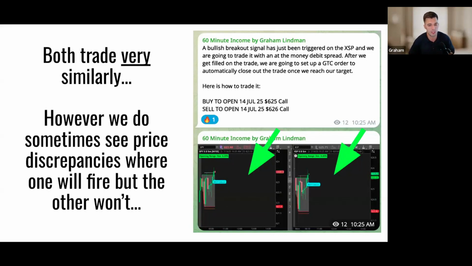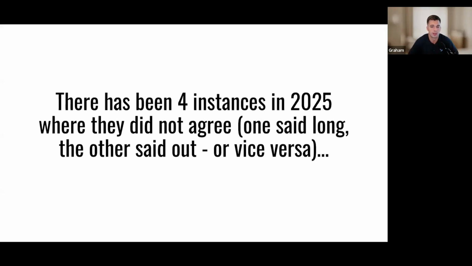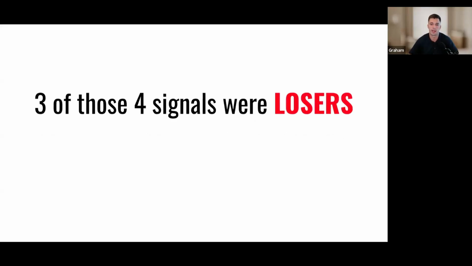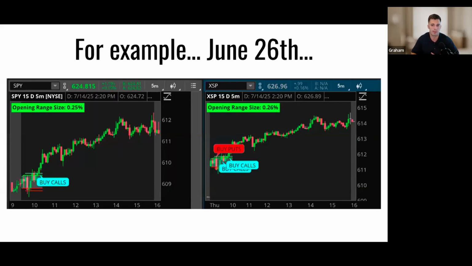And we do sometimes see some very small price discrepancies where one will fire an entry signal, but the other won't. So before ever placing a trade, we want to see both of these agree. Now, there have been 4 instances in 2025 where they did not agree. Actually, I think there's 5 now, and it would have been a loser. So there's been 4 instances that I know of where they did not agree, AKA one said buy calls and the other one didn't say anything, or one said buy puts and the other didn't say anything. 3 of those signals were losers. That's why I prefer to wait for double confirmation that both agree.